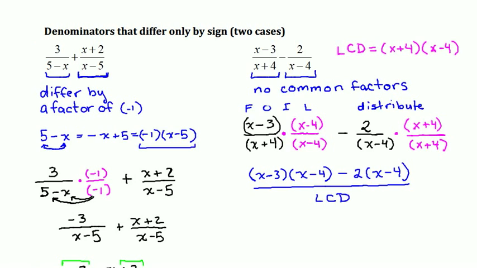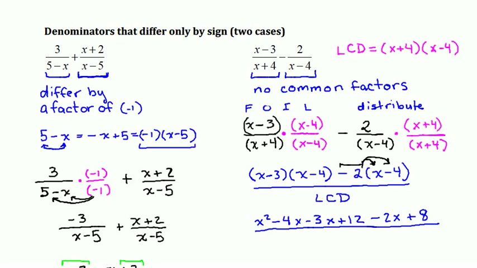Just writing our whole numerator out, I have x minus 3 times x minus 4, which gives me x squared minus 4x minus 3x plus 12. And when I distribute into the x minus 4, I want to make sure to take that sign with me. So it's the whole negative 2 that gets distributed into those two terms, not just the 2. Make sure that minus sign gets applied to both. That becomes minus 2x and then plus 8. This is all still over the LCD.